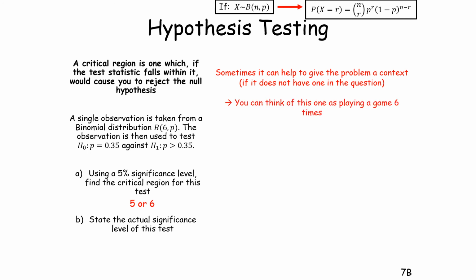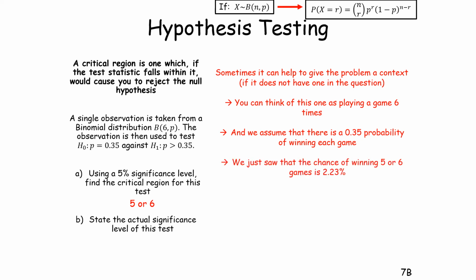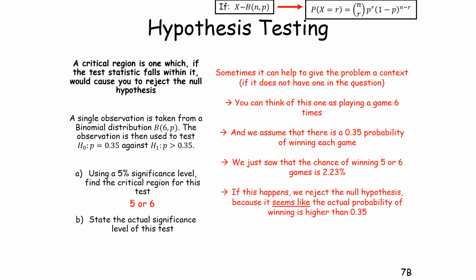So think about it in context. If the question does not give one, you can think of this as playing a game 6 times, and we assume that there is a 0.35 probability of winning each game. We just saw the chance of winning 5 or 6 games is 2.23%. So if this happens, we reject the null hypothesis because it seems like actually the probability of winning is higher than 0.35.